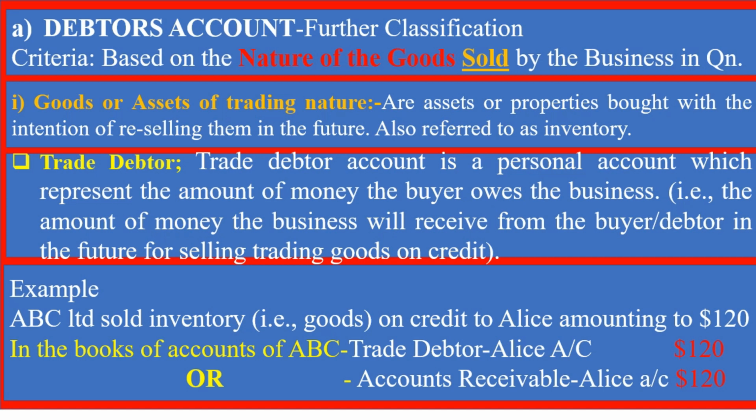Or alternatively, according to International Financial Reporting Standards, trade debtors have been replaced with what we call accounts receivable. So we will realize that in the books of ABC Limited, either he has indicated trade debtor Alice or accounts receivable Alice account as indicated on the board.